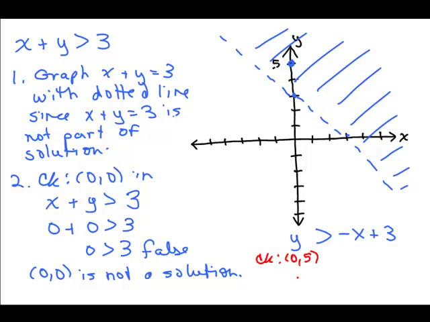Check 0, 5. So I'm putting in 5 for y, and 0 for x, so negative 0 plus 3, and making sure that's true. Is 5 greater than 3? Yes. So I've got it shaded on the correct side of that dotted line. And so there we have our solution. We have our graph of x plus y is greater than 3.